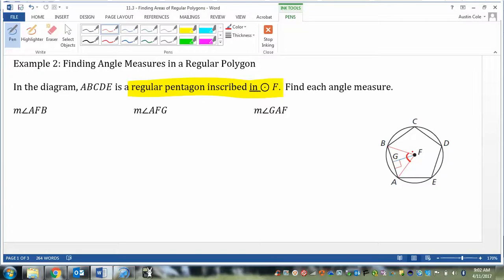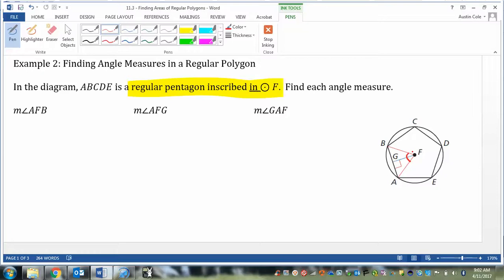5 sides is pentagon. 6, hexagon. 7, heptagon. 8, octagon. 9, nonagon. 10, decagon. Skip 11. 12, dodecagon. We start with 13 when it talks about this 13-gon.